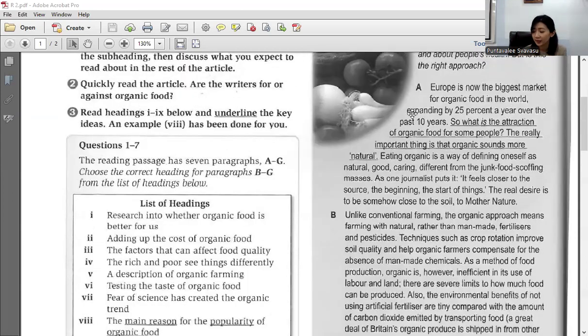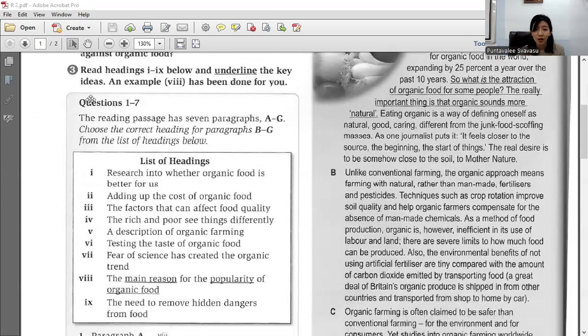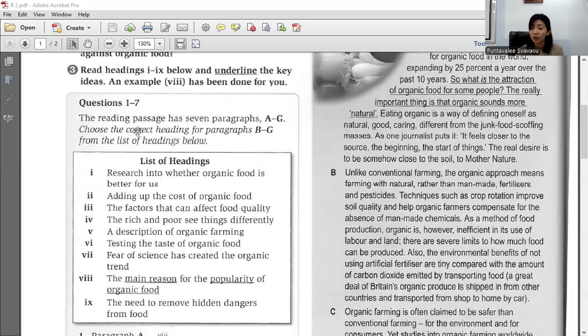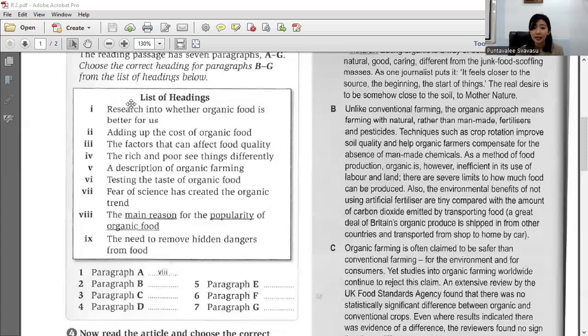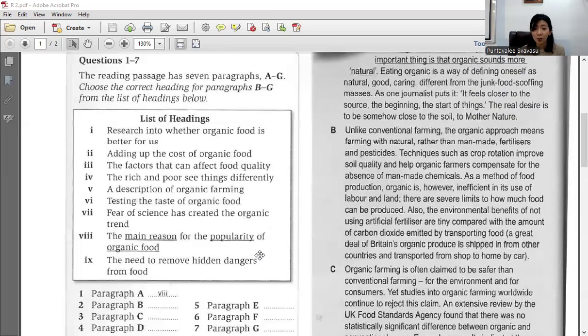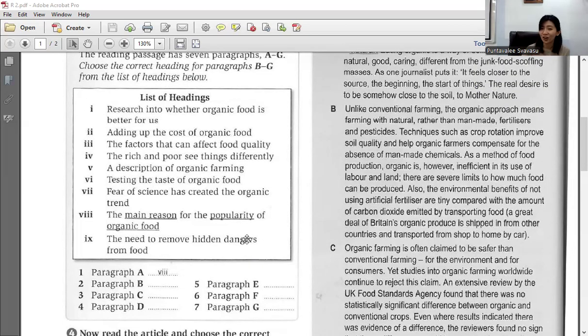The tasks are here: questions 1 to 7. What you have to do is there's a list of headings, and they want you to match the list to the paragraphs, A, B, C, and so on until paragraph G. So you match the content, deciding which heading matches which paragraph. This is the first task.